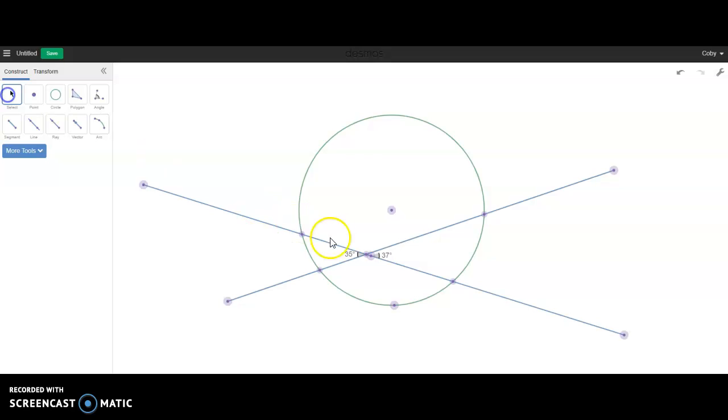Okay, that threw me off. I went through the wrong point. Now I want to look at that angle. It's also 35 degrees. Since they're vertical angles, I knew they were going to be the same.